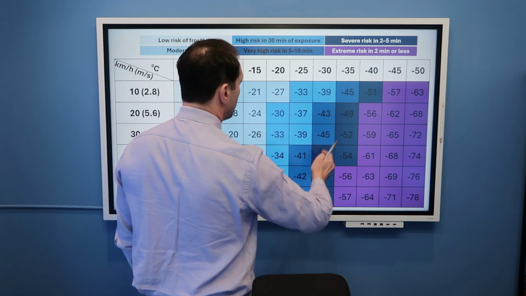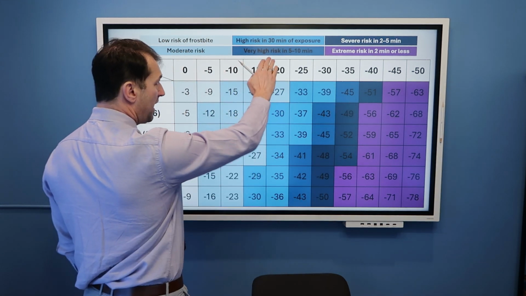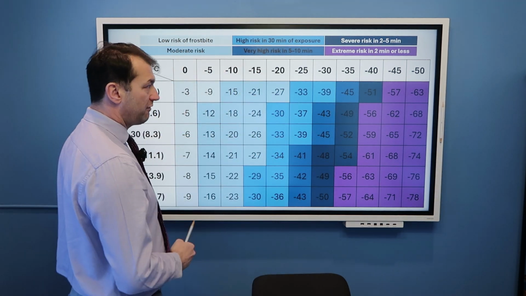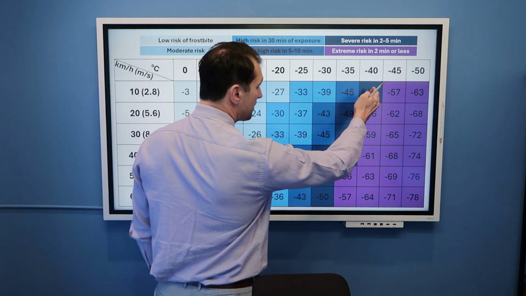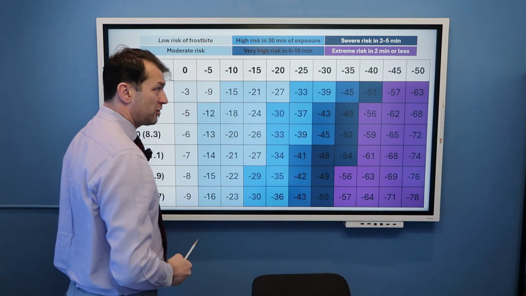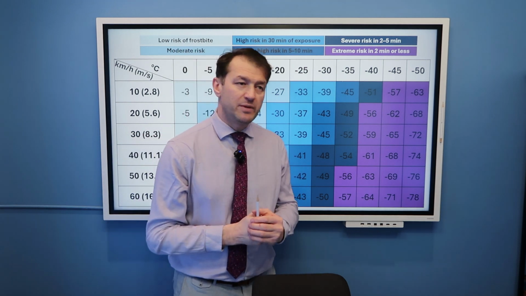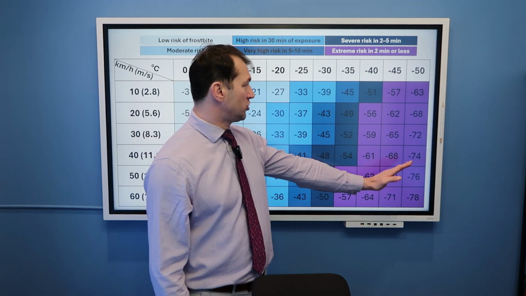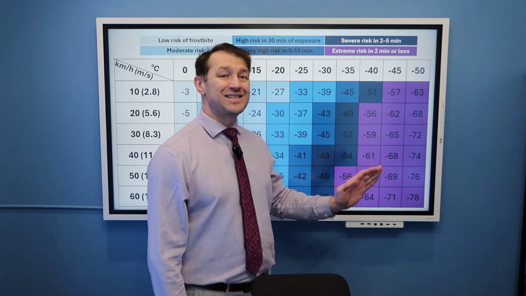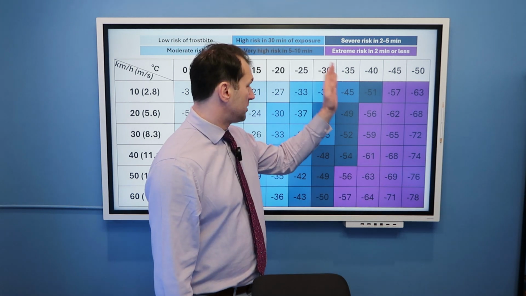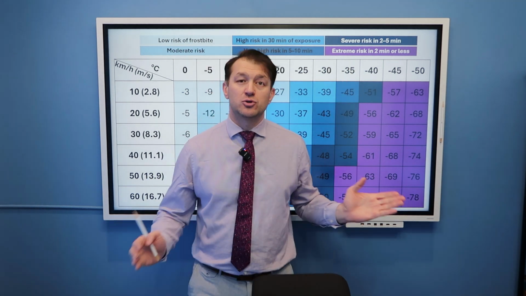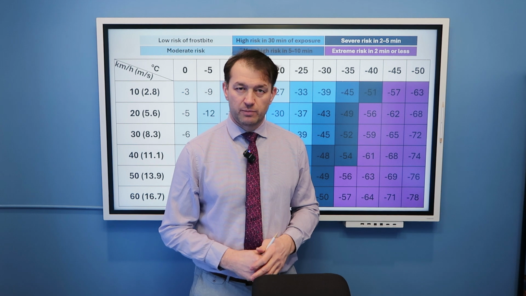Already here we can see that we have very high risk of frostbites in only 5 to 10 minutes. And then severe risk where you can get frostbites in only 2 to 5 minutes. And then when we go to the purple zone, it is extraordinarily low temperatures, and it's best not to be outside and risk any frostbites whatsoever.